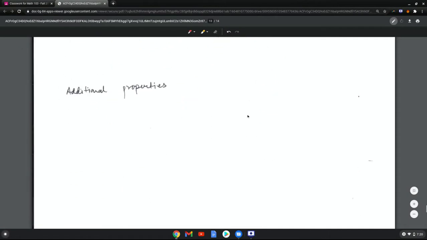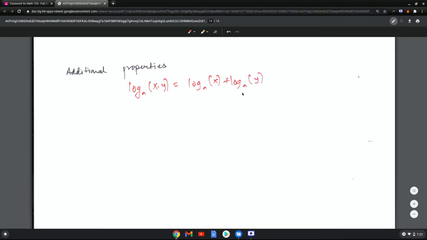There are some additional properties that logarithm has. For example, log base a of x times y becomes log base a of x plus log base a of y. Multiplication becomes an addition. Log base a of x over y becomes log base a of x minus log base a of y. Division becomes a subtraction.